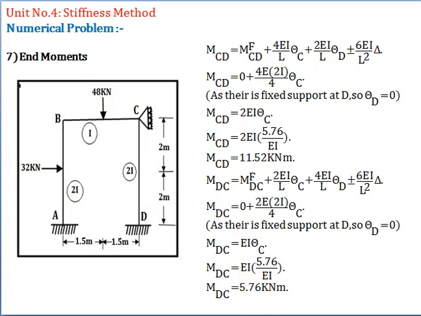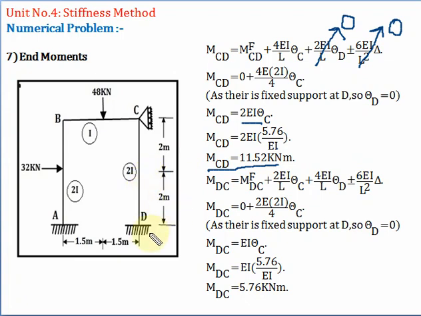Now here, as there is a fixed support at D, theta D will be equal to 0, and this is a non-sway frame, so delta will be equal to 0. The fixed moment in member CD is 0. So only one term is remaining, that is 4E upon L. Put the value of I, 2I. The value of theta C here is 5.76 upon EI. Simplifying the terms, we'll get 2EI theta C, so 2EI into 5.76 upon EI. So we are getting the moment in member CD as 11.52 kilonewton meter.